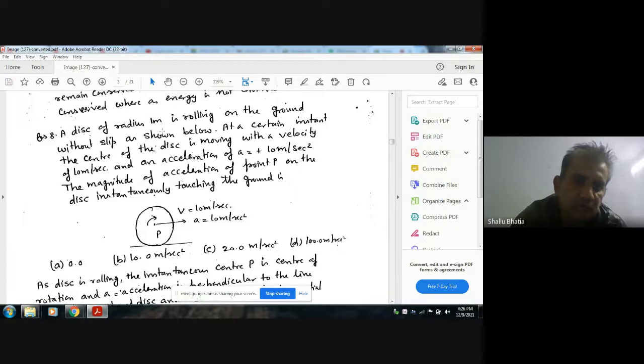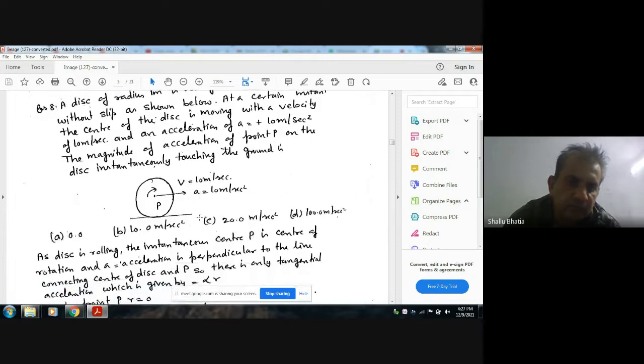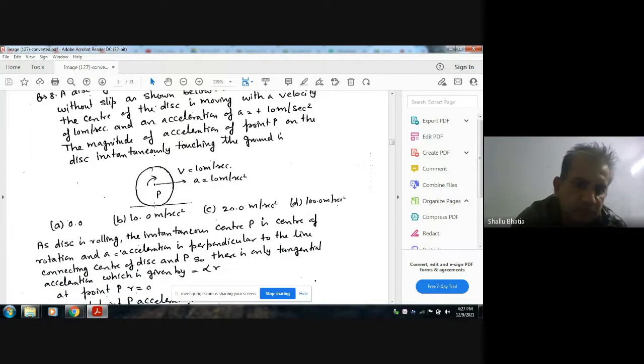A disk of radius 1 meter is rolling on ground without slip, as shown below. At a certain instant, the center of the disk is moving with a velocity of 10 meters per second and acceleration a equal to 10 meters per second squared. The magnitude of acceleration at point P on the disk instantaneously touching the ground is: option A 0, option B 10, option C 20, and D 100. This is the point, and a is the acceleration in this direction, and P is the point touching the ground. As the disk is rolling, its instantaneous center is this point.